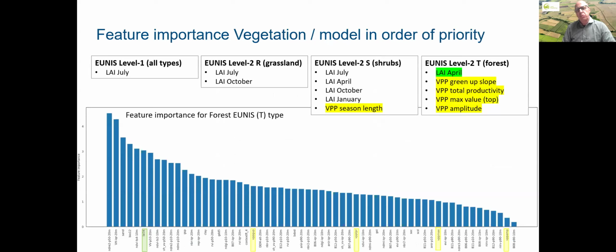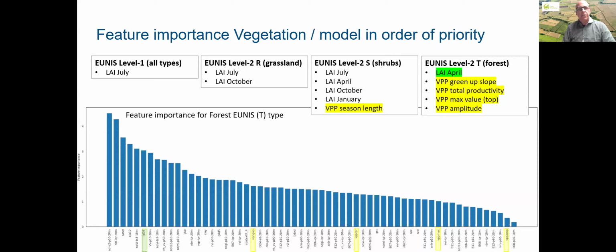But then if you move into the grasslands, so trying to detail in a level 2 the grasslands for different species, then the LAI is used. In shrubs, you see a little bit more again. There also the VPP season length is coming in. And then in the forest, you see that a lot of parameters are coming.